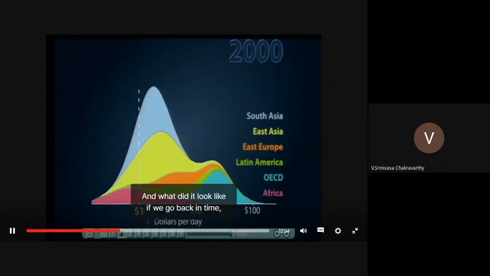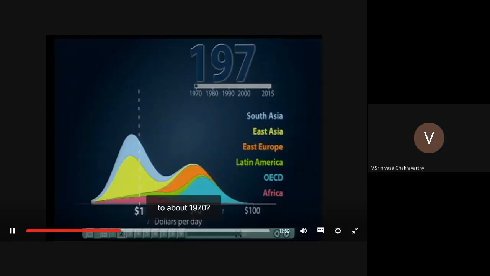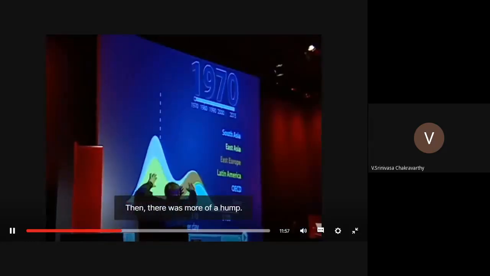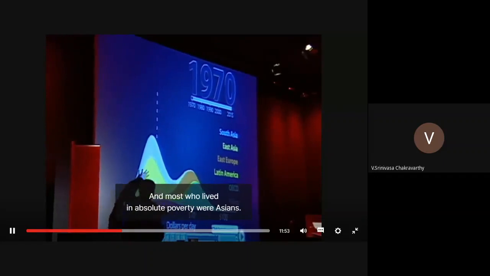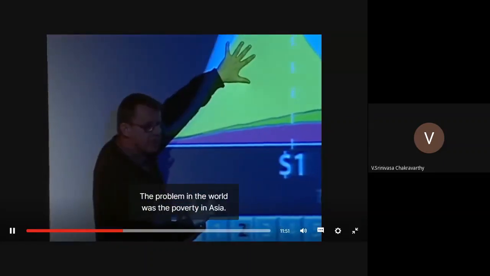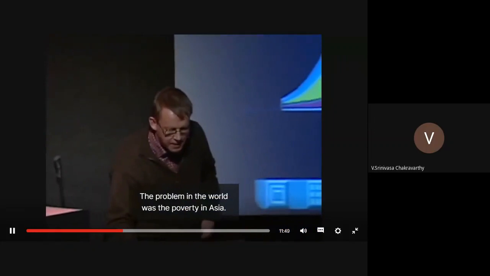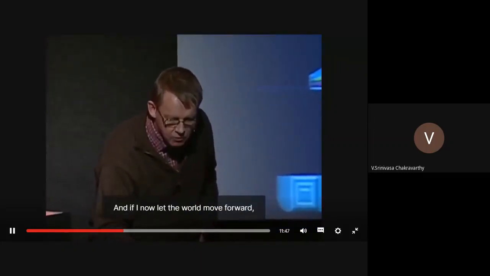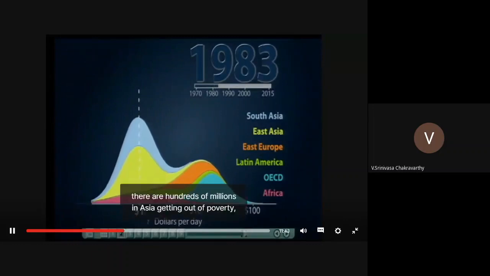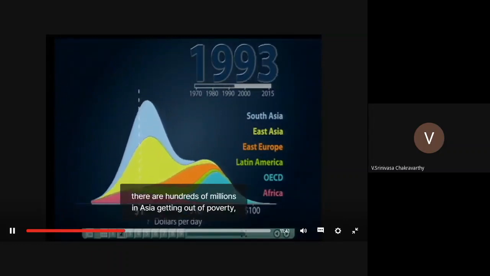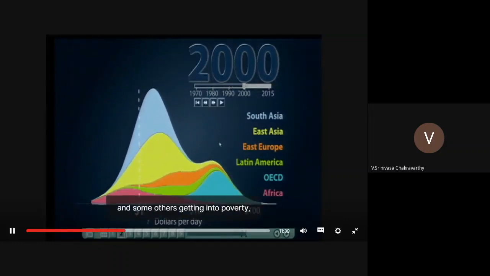And how did it look if we go back in time to about 1970? Then there was more of a hump. Most who lived in absolute poverty were Asians. The problem in the world was the poverty in Asia. And if I now let the world move forward, you will see that while population increases, hundreds of millions in Asia are getting out of poverty, and some others get into poverty. And this is the pattern we have today.